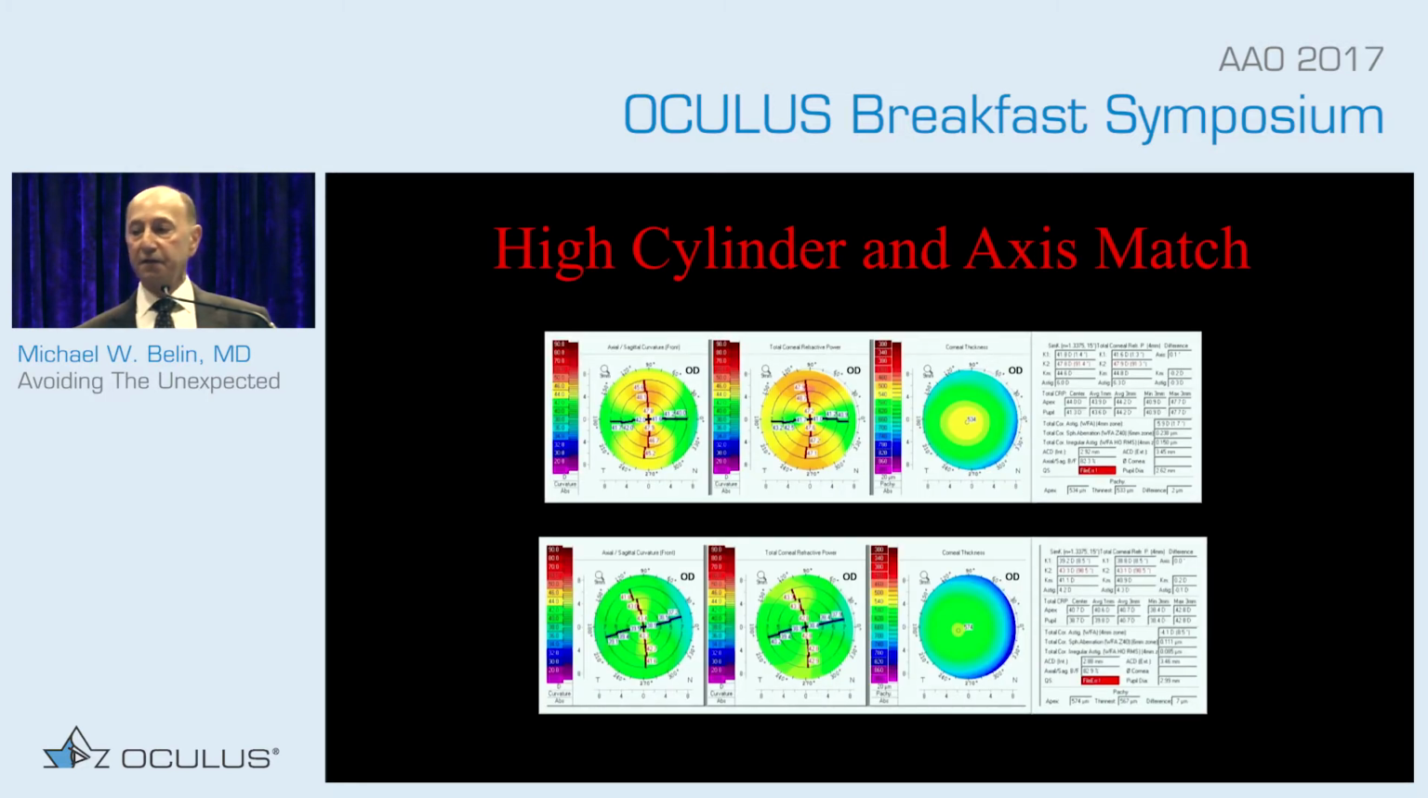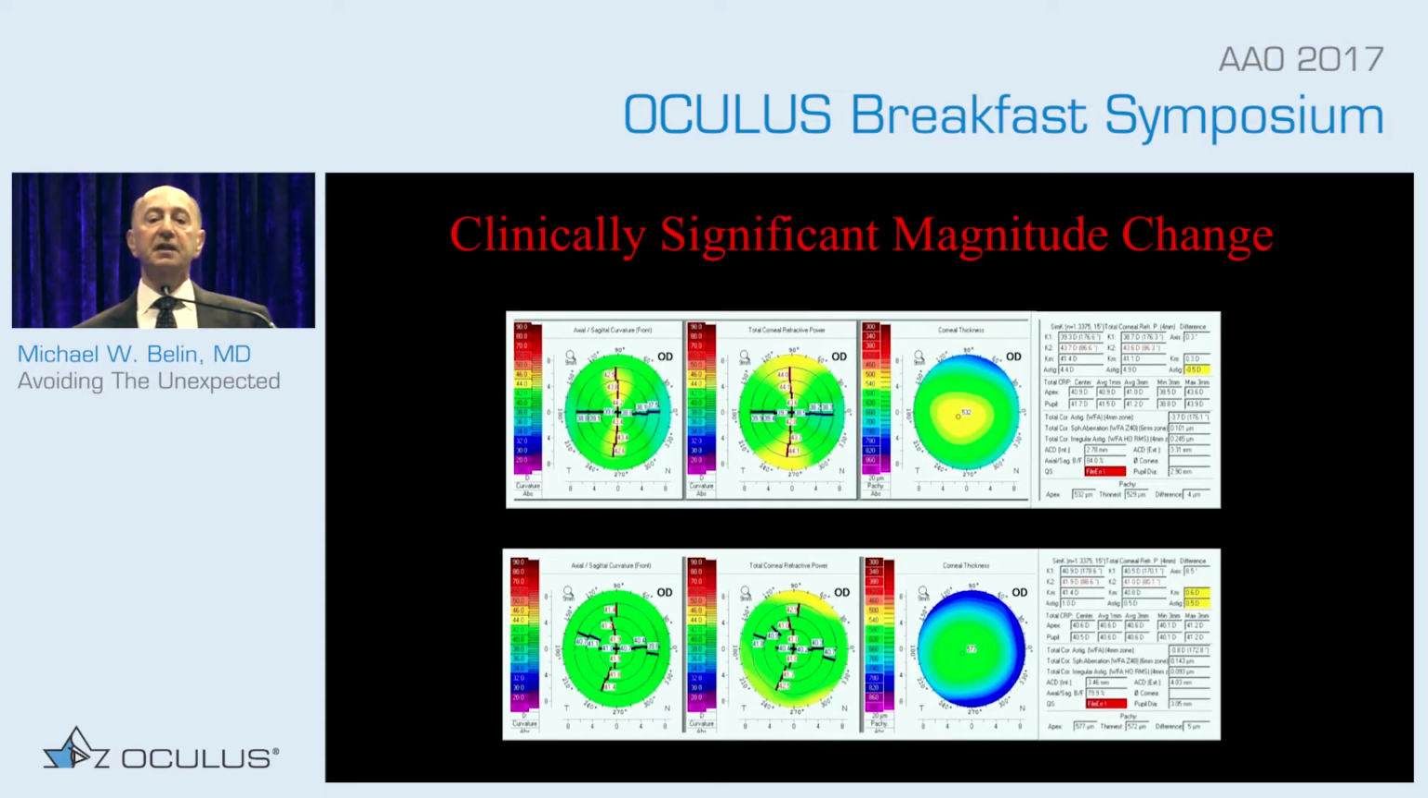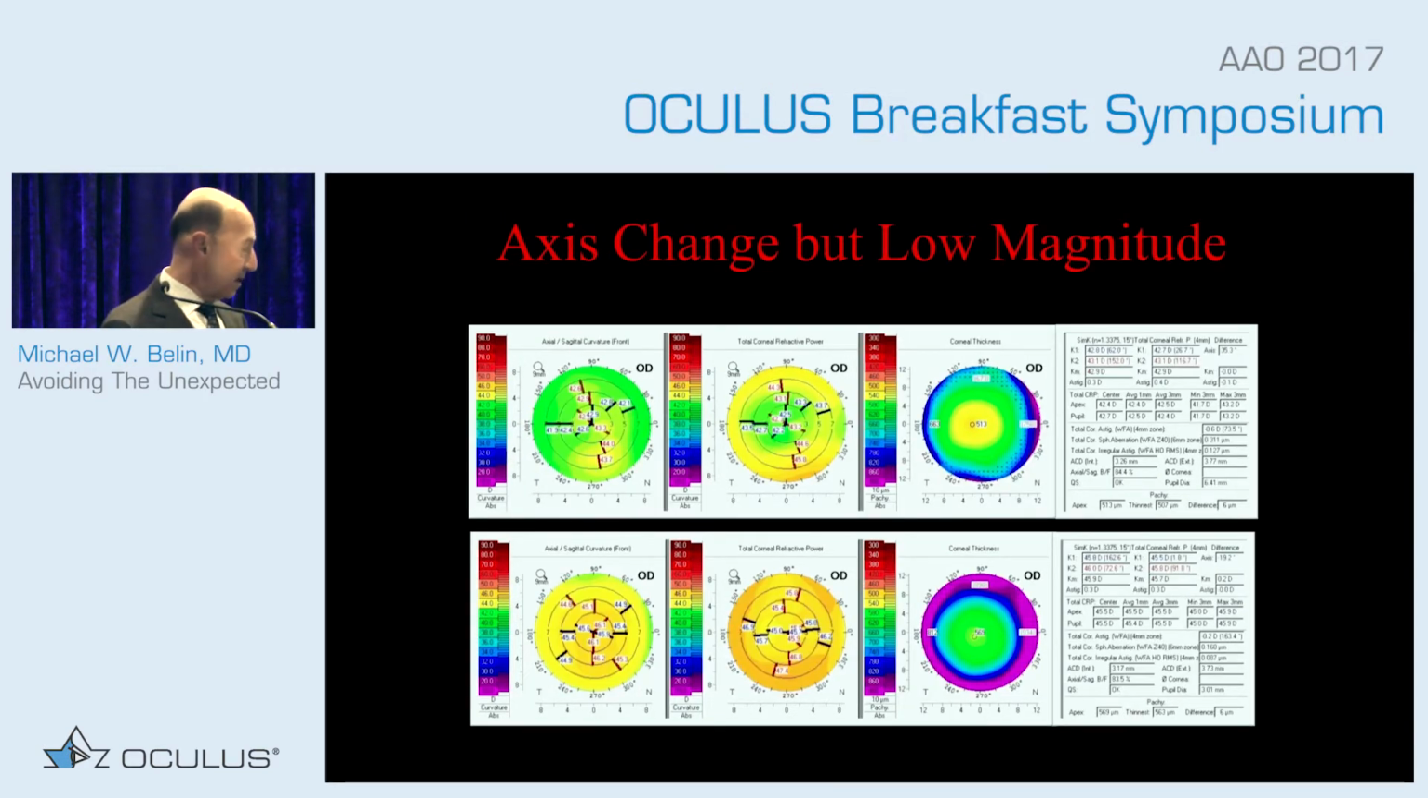So let's look at some of these. I'll flip through these real quickly. Here's a patient with high cylinder and the axes match very, very well. I can't read the numbers, and I'm guessing you can't read the numbers from there either. Here's a very large axis change, but a very low magnitude, so not clinically significant. Here you'll see a clinically significant magnitude change, and I have to apologize because I can't see the numbers, but here you have about a half diopter difference. But the real key here is axis change.